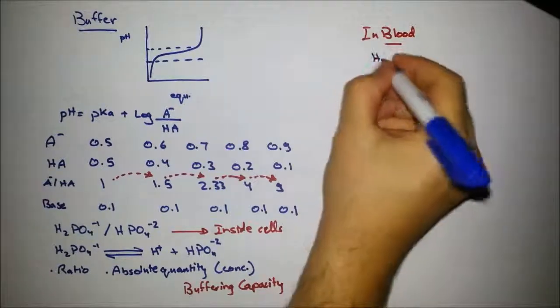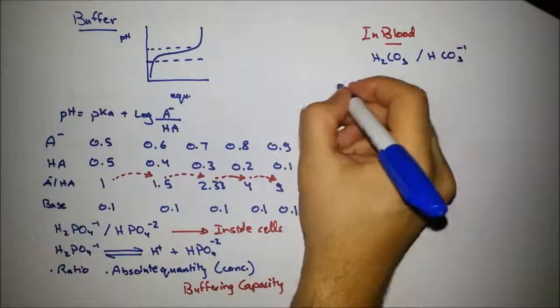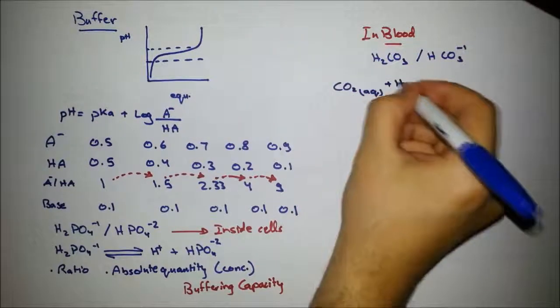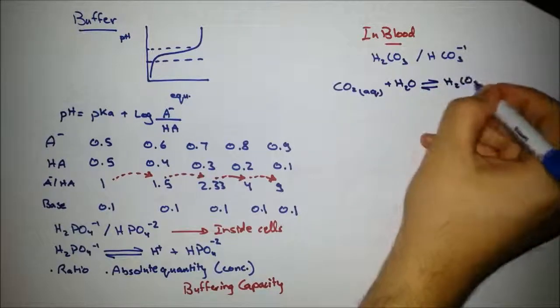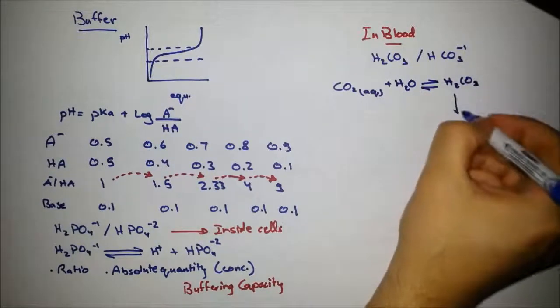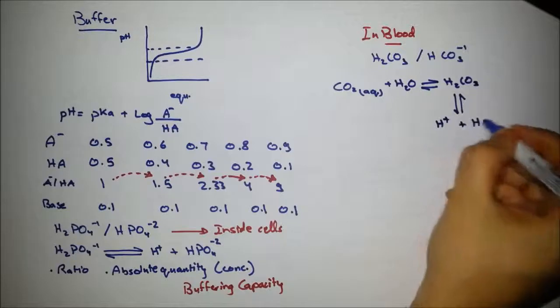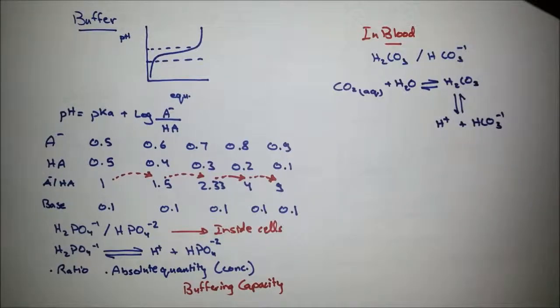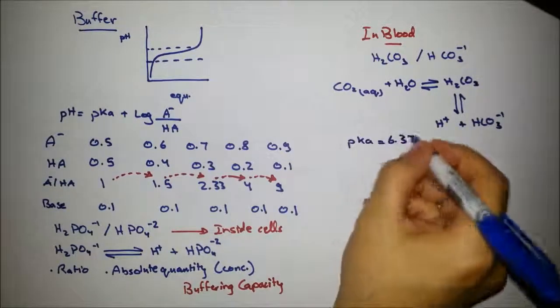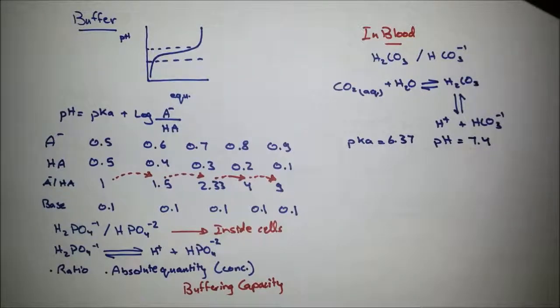In blood, the buffer is carbonic acid bicarbonate. This is the general equation for the buffer. The dissolved carbon dioxide and water forms the carbonic acid, which dissociates to proton and bicarbonate. Although the pKa of carbonic acid is far from the blood pH, it is still acting as a buffer.